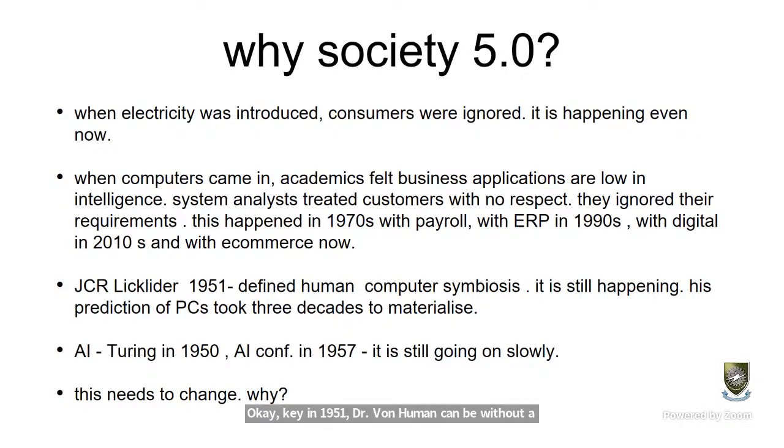I would say Society 5 uses this concept. Human and computer are not two separate elements. There is a synergy, a symbiosis, a connectivity, a collaboration which is existing. That's why robots have become cobots today, collaborative robots. I'm telling you why the year is important to me: 1951.